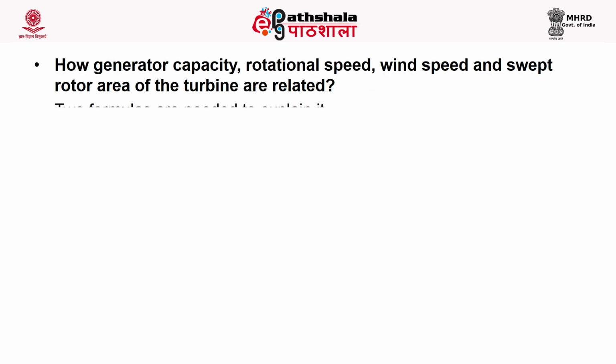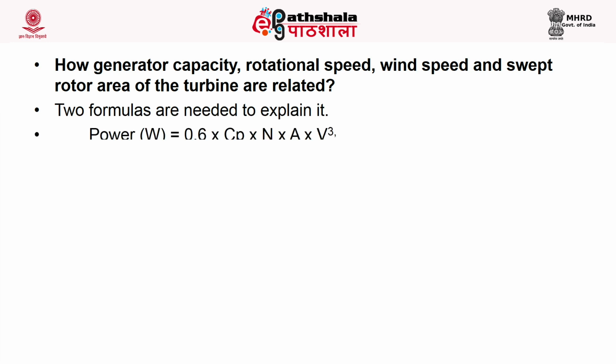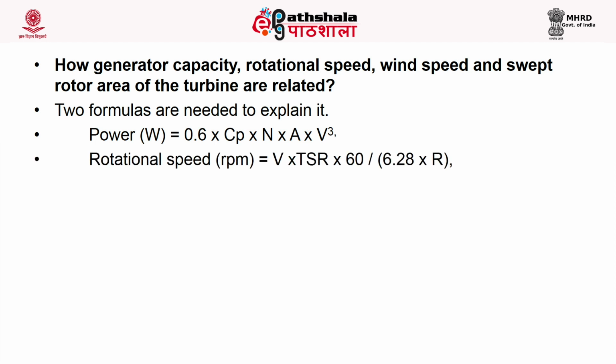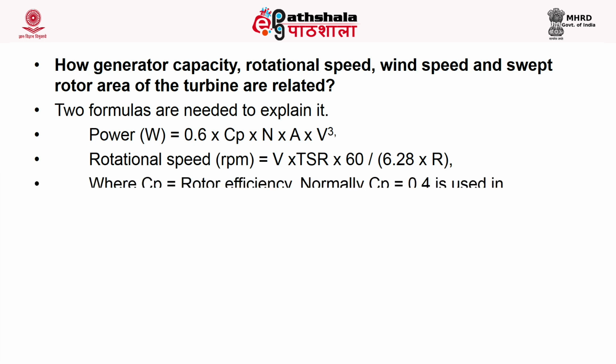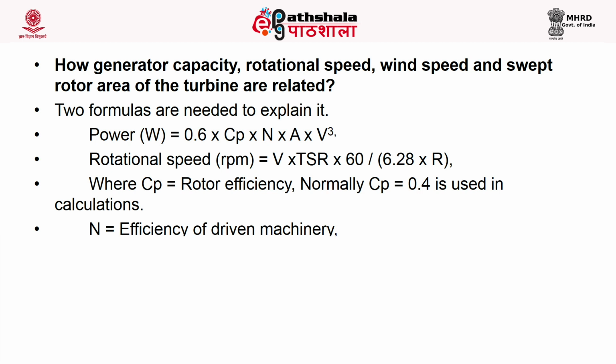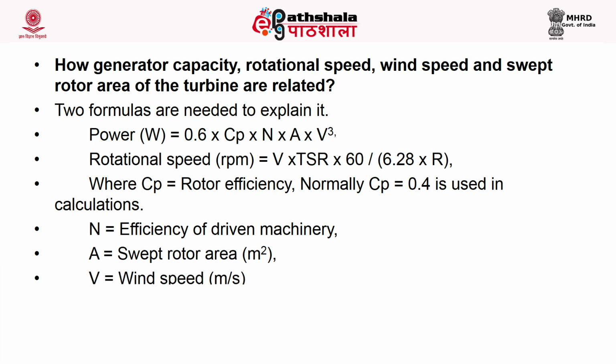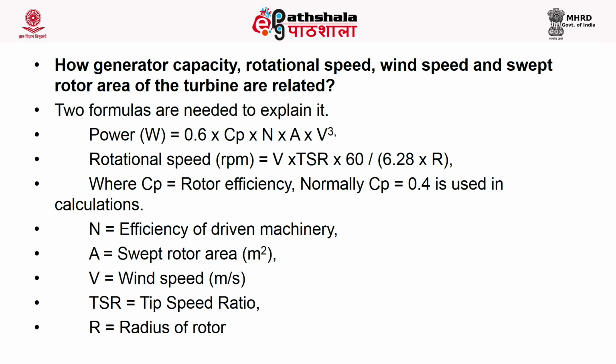Now, how are the generated capacity, rotational speed, wind speed and swept rotor area of the turbine related? We need two formulas to explain this. One is power equal to 0.6 times Cp, the power coefficient, multiplied by N, which is the efficiency of the driven machinery, multiplied by A, which is the swept rotor area, and V cubed, that is the velocity of the wind. Another formula we need is for the rotational speed in rpm, which is equal to V, the velocity, times tip speed ratio times 60 divided by 6.28 times R. R is the radius of the rotor.